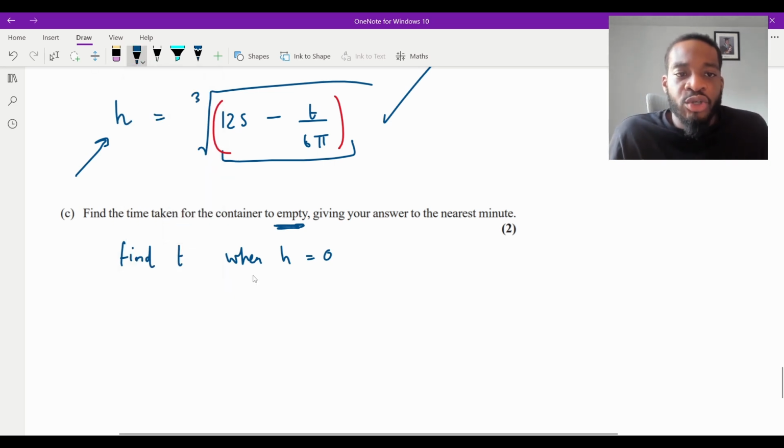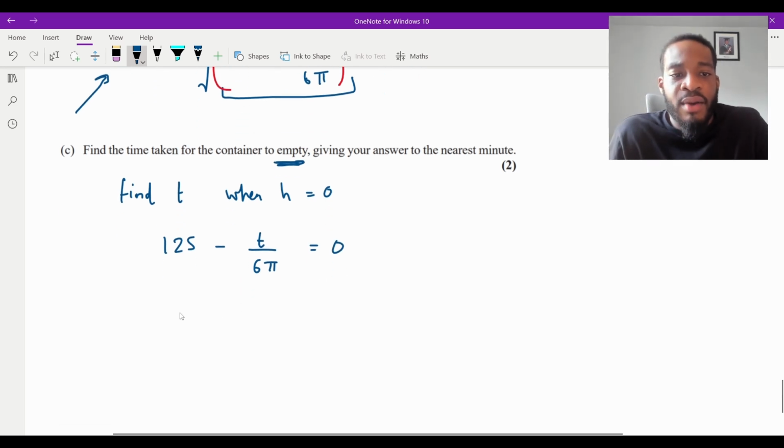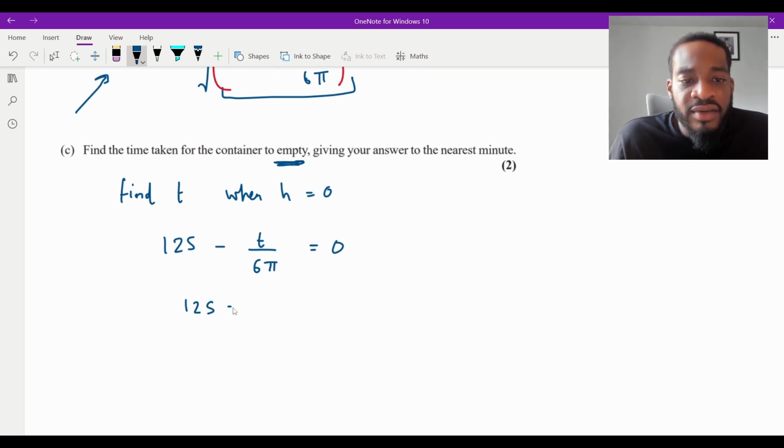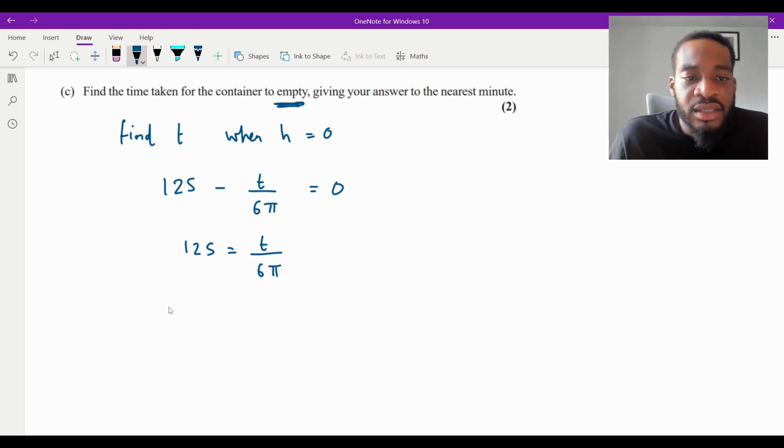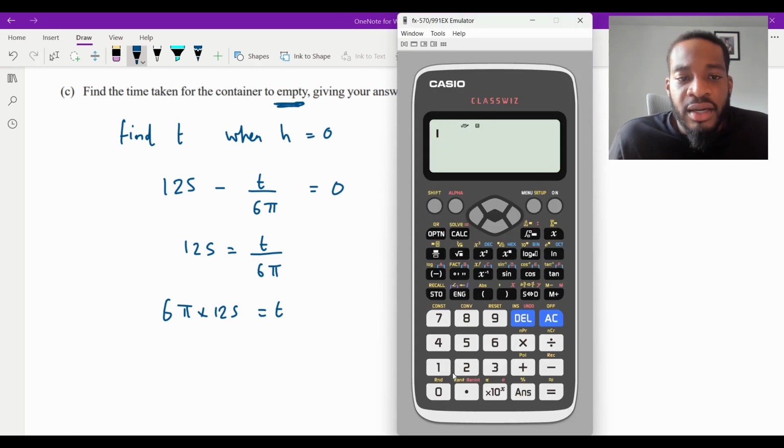So it doesn't actually matter, but I'll just go directly to it. So I'm going to say 125 minus t over 6 pi must equal 0. So that way, I'm going to say then 125 is equal to t over 6 pi. And now that means the time is just going to be 6 pi times 125, like that. So I'm going to do that there.